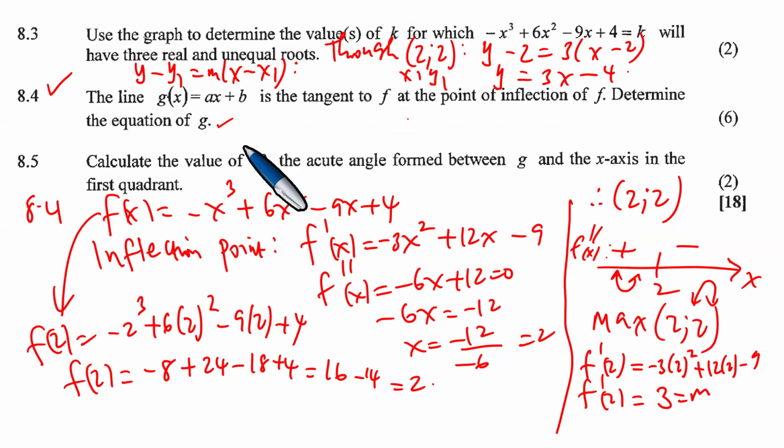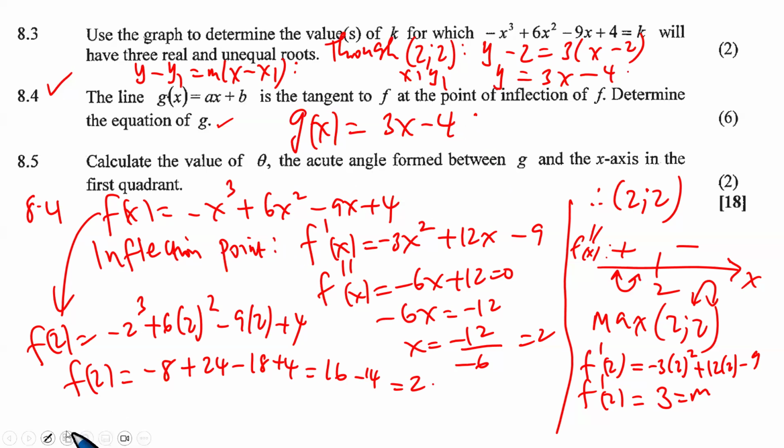So the line is a tangent to f at the point of inflection. Determine the equation of g. In other words, the equation of g is actually 3x minus 4. Pay particular attention to these. These are like past exam questions on general mathematics. Advanced, this kind of topic we're doing is called differential calculus. So it's not child's play, but it's very, very important.